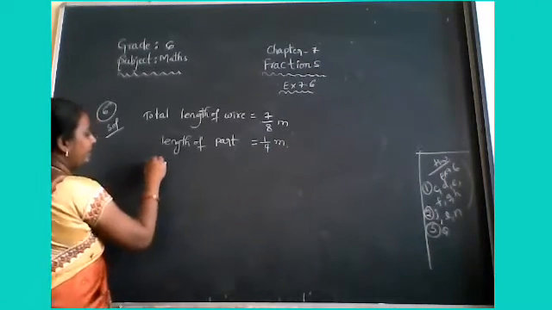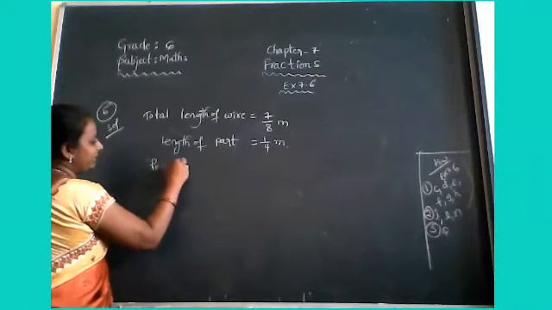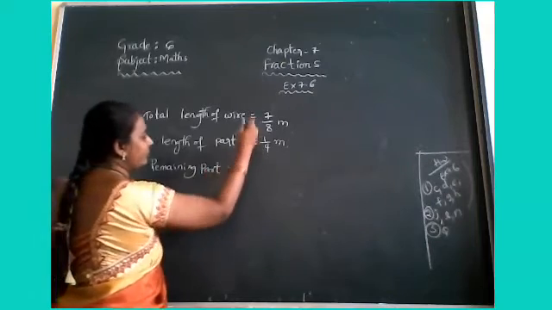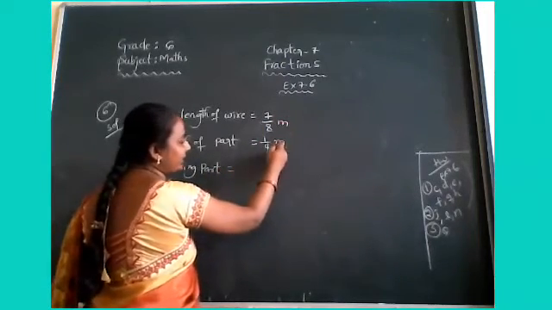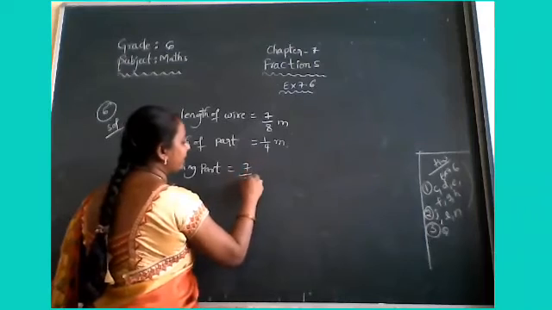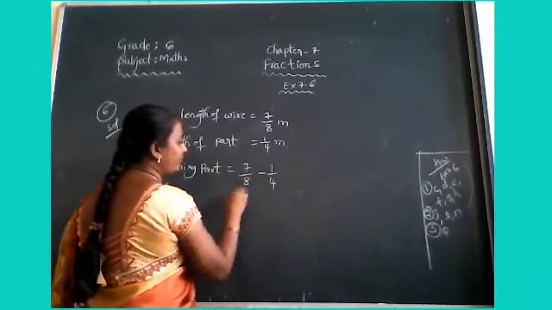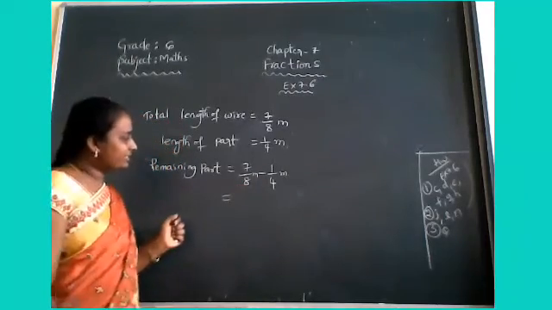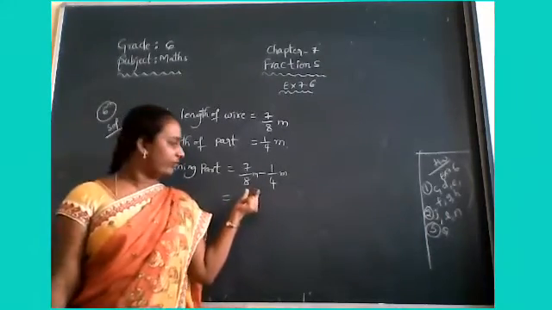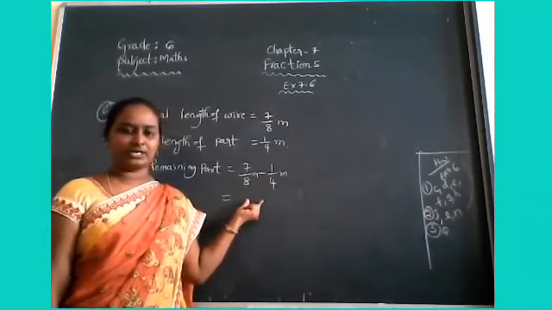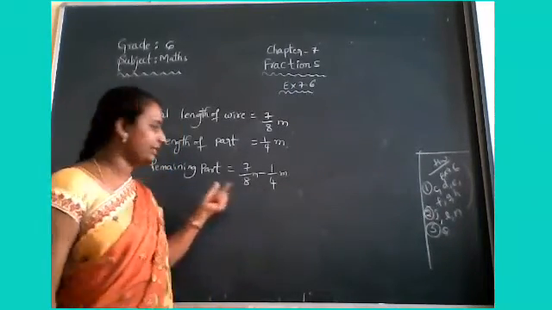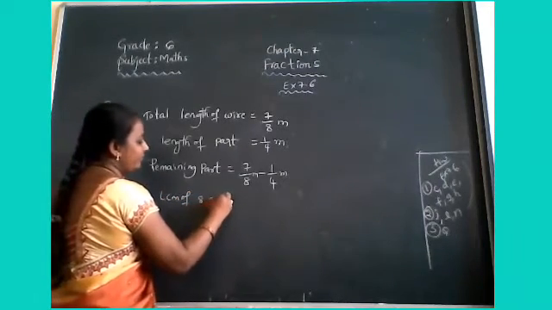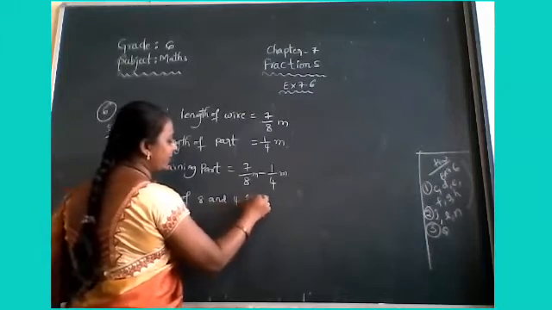Next we have to find the remaining part. Remaining part means from the total length, subtract the one part. That is 7 by 8 minus 1 by 4 meters. Whenever you are doing the subtraction of two fractions, check the denominators. If the denominators are different, first find the LCM of 8 and 4. LCM of 8 and 4 is 8.